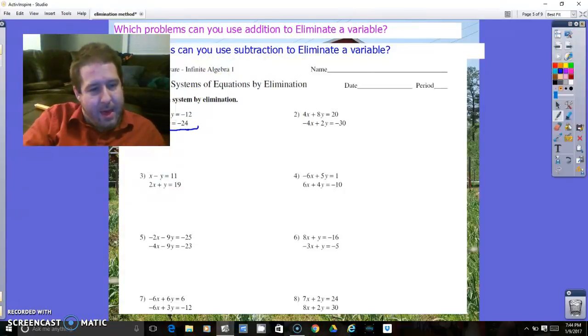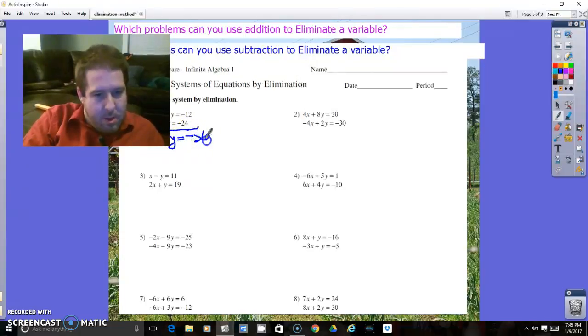Now, why am I going to add? Because negative 4 plus 4 is 0. Those are what we call additive inverses of each other. Additive meaning if you add them together, you get 0. So this plus this makes nothing. Negative 2 plus 8 makes 6y's. And negative 12 plus negative 24 makes negative 36.